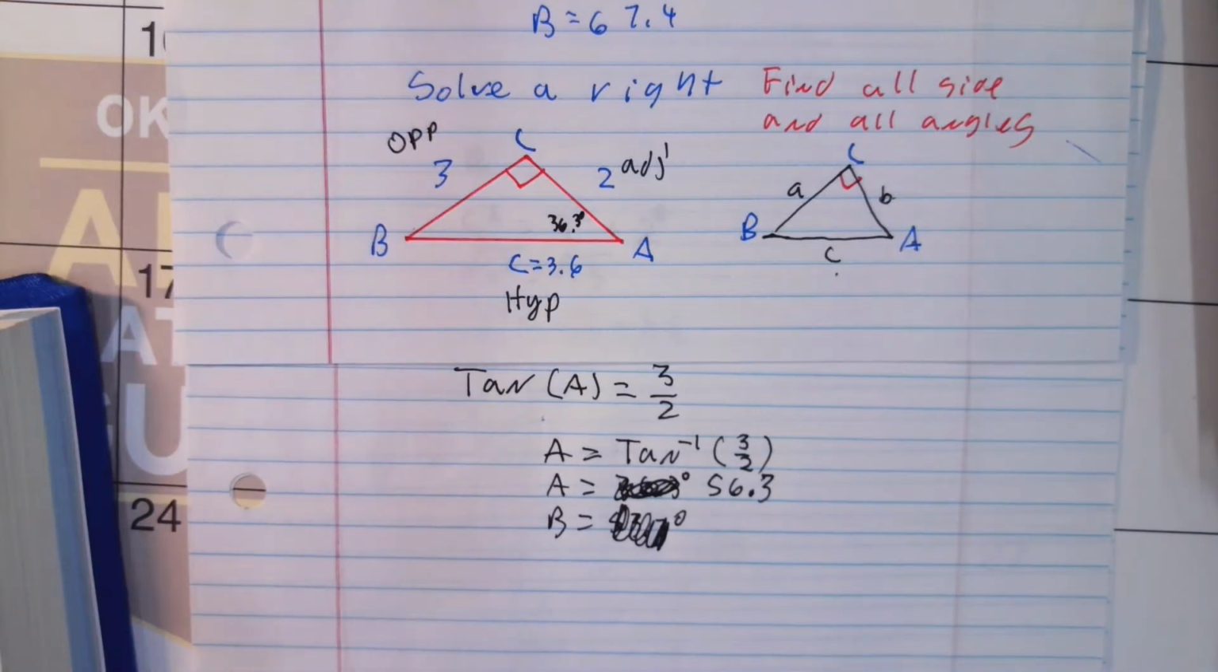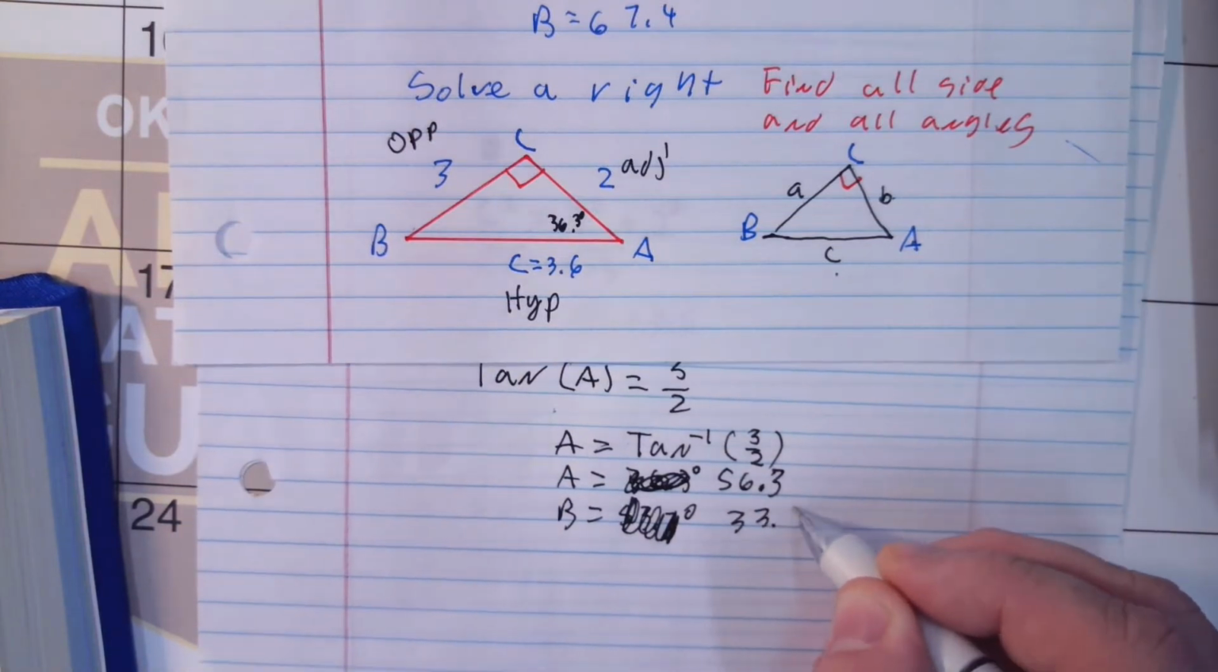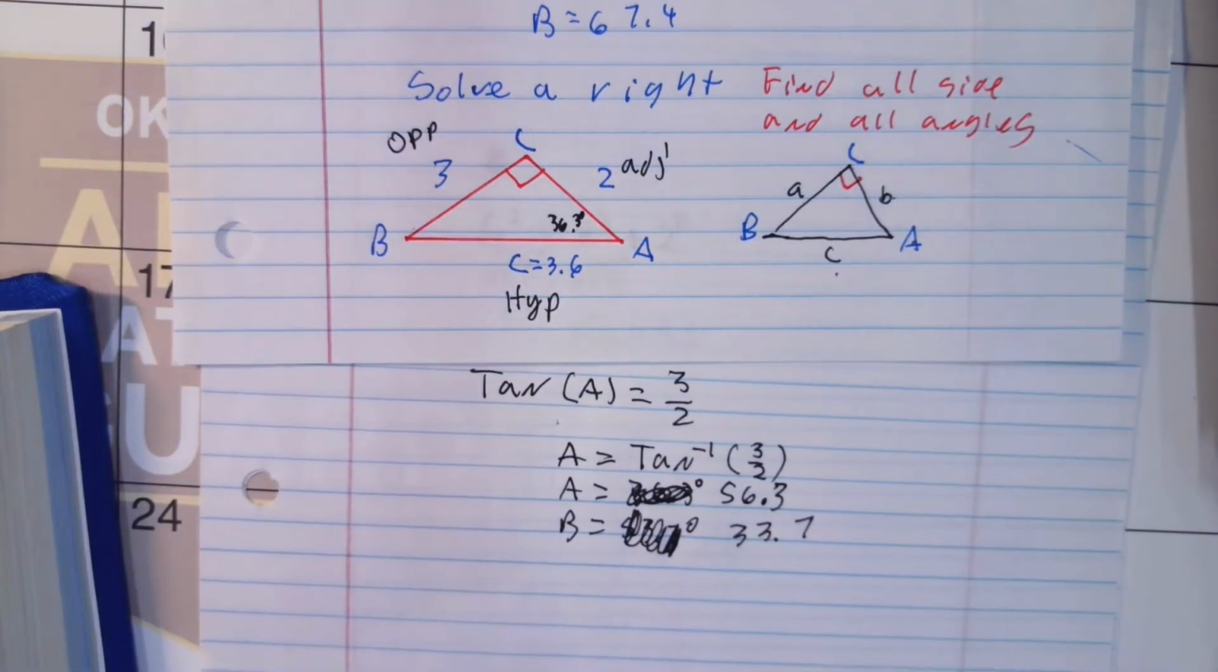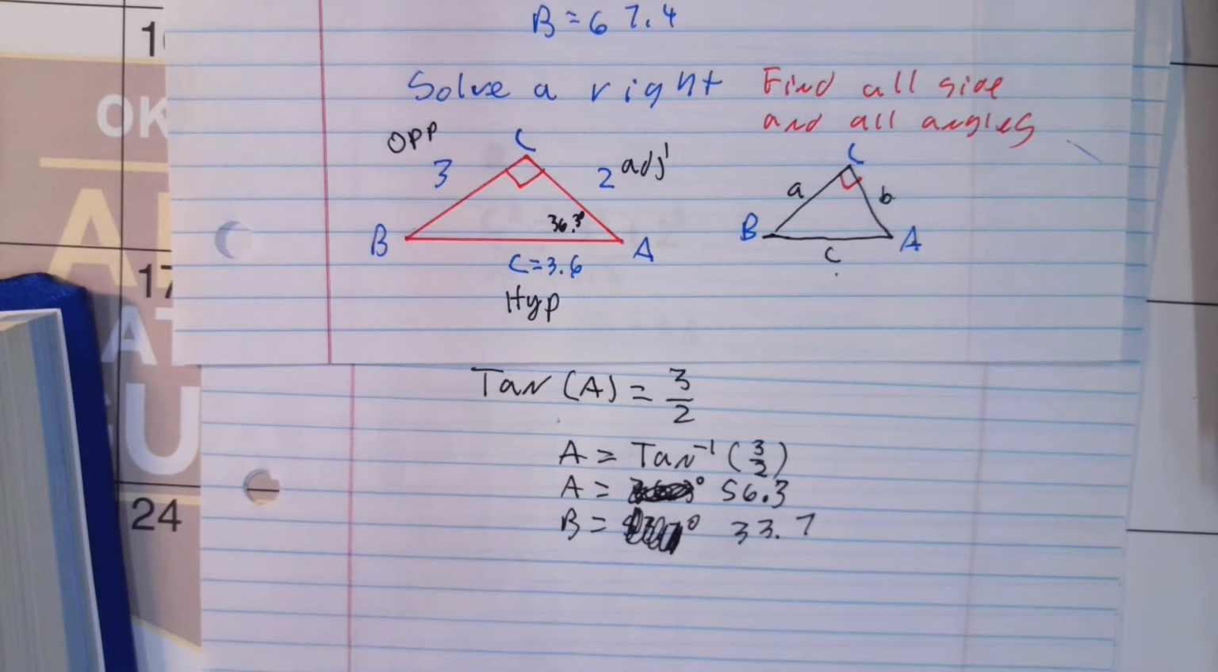So then that messes up B too, huh? So 90 minus 56.3. And so this would be 33.7. Okay, we solved that triangle. No big deal, right? Okay, are there going to be harder triangles to solve? Yeah. They're probably going to be harder triangles to solve.